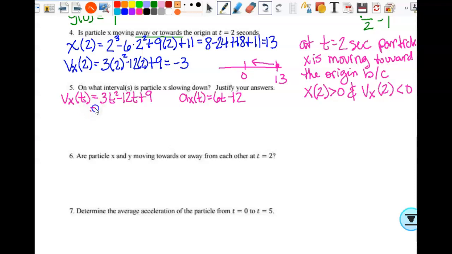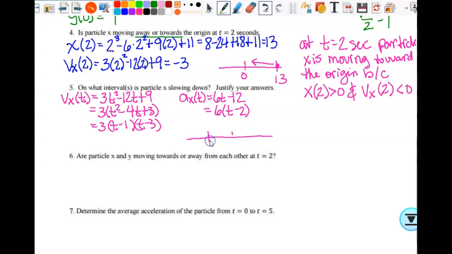So we're going to factor this one. I think we did that on those other notes. 3 and then t squared minus 4t plus 3. And that is t minus 1, and thank you, t minus 3. And then here, this is going to be 6 times t minus 2. So on this chart, we're putting all three things. Okay? We're putting the 1, the 3, and the 2. So 1, 2, 3.